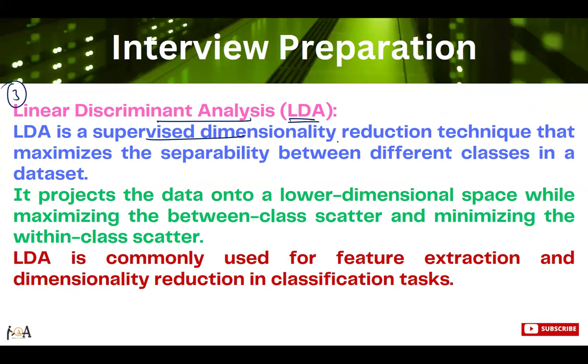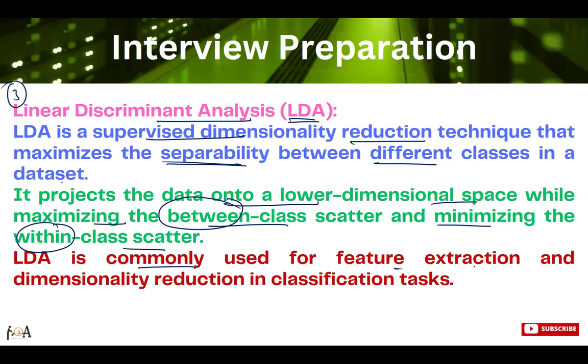LDA is a supervised dimension reduction technique that maximizes the separability between different classes in a data set. It projects the data onto a lower dimensional space while maximizing the between-class scatter and minimizing the within-class scatter. So we have already discussed that in LDA, basically there are two concepts, between class and within class, right? So between means multiple classes are there, within means the same class, right? Linear discriminant analysis is commonly used for feature extraction and dimensionality reduction in classification tasks.